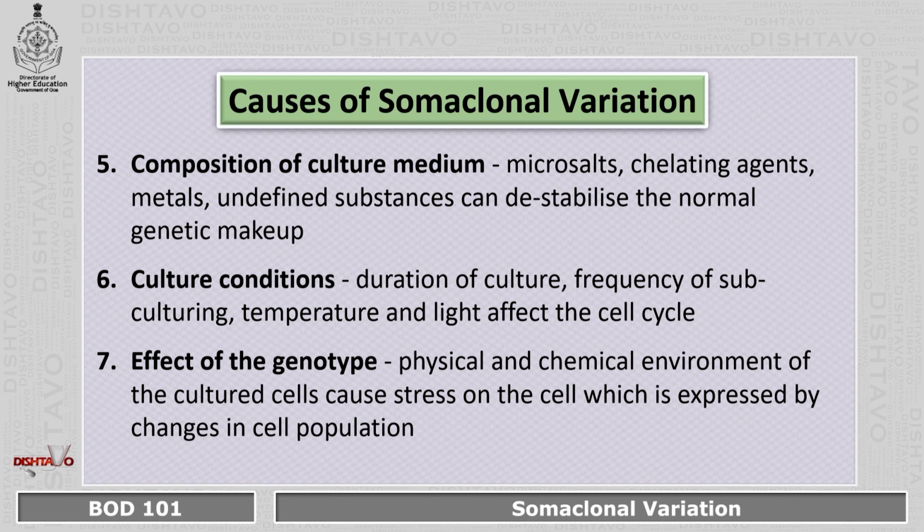Composition of culture medium. Microsalts, chelating agents, metals, and undefined substances present in the culture medium can destabilize the normal genetic makeup, thereby causing somaclonal variation. Culture conditions such as duration of culture, frequency of subculturing, temperature, and light affect the cell cycle, hence causing somaclonal variation. Effect of the genotype: physical and chemical environment of the cultured cells cause stress on the cell, which is expressed by changes in cell population.